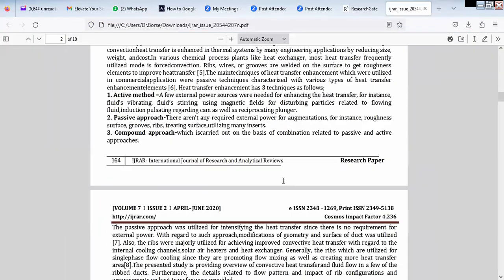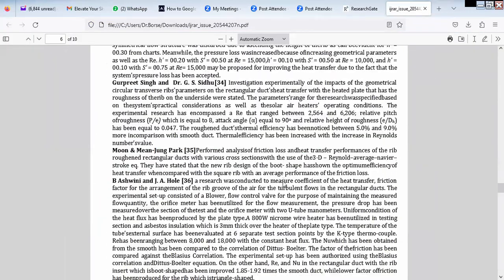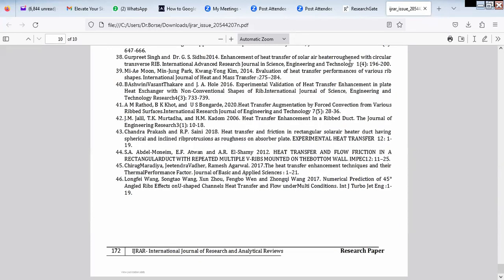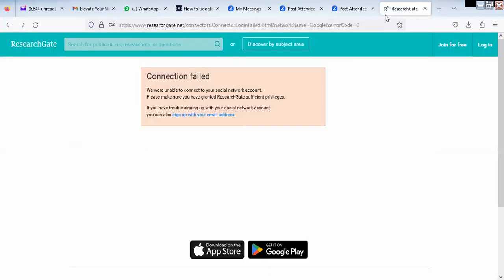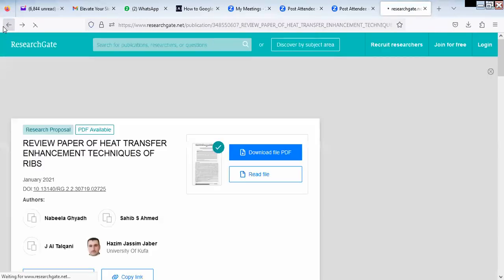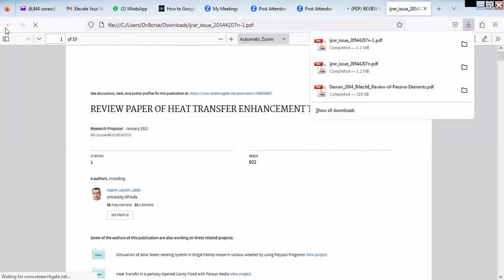I'll just see whether it is the same problem. It is not having that much reference. But you search for a review paper by a good author, maybe from IITs or a good institute.